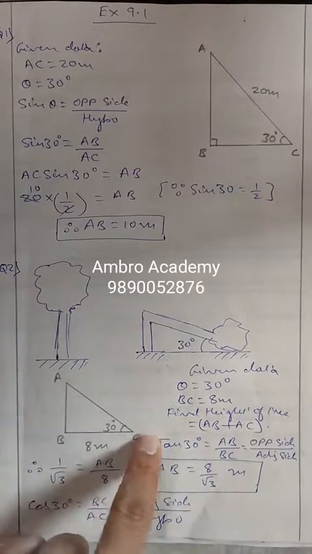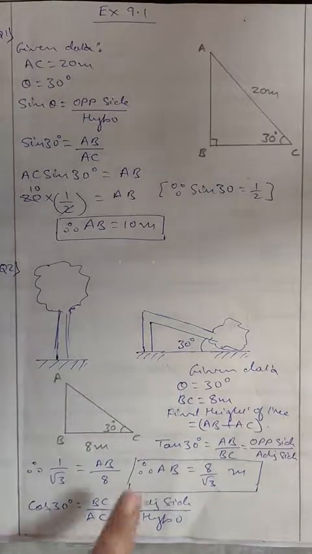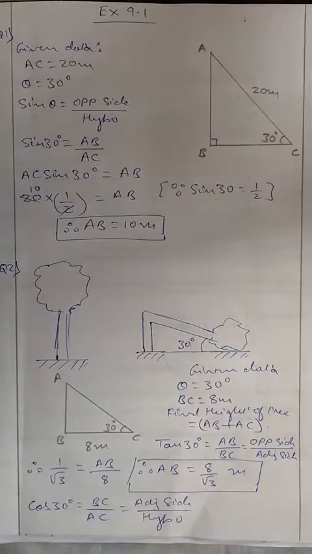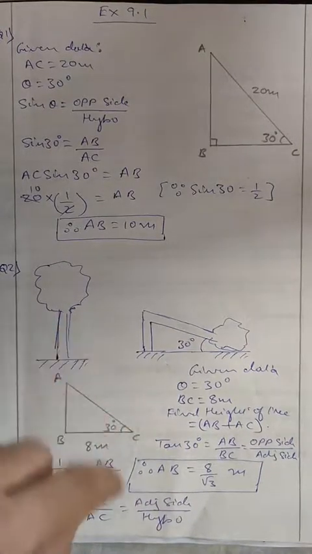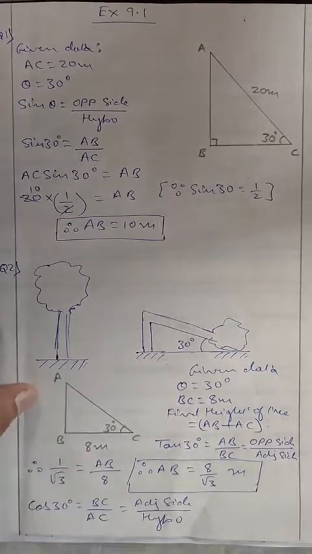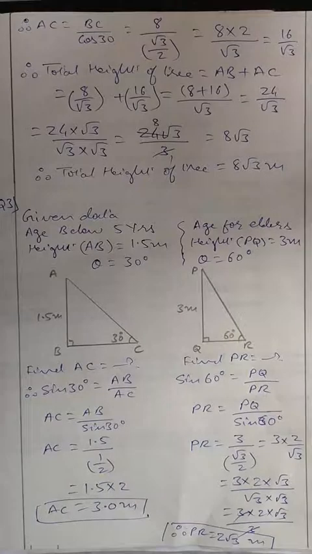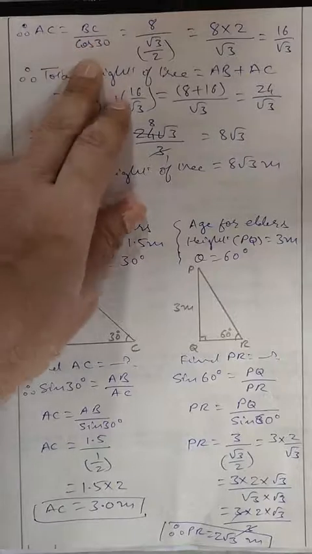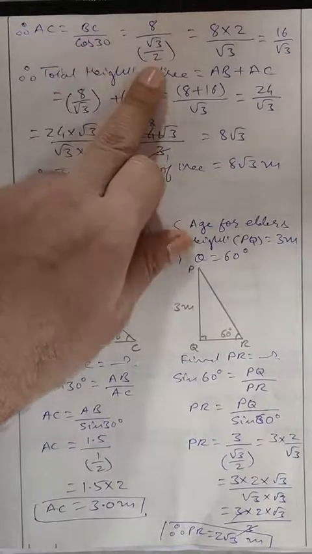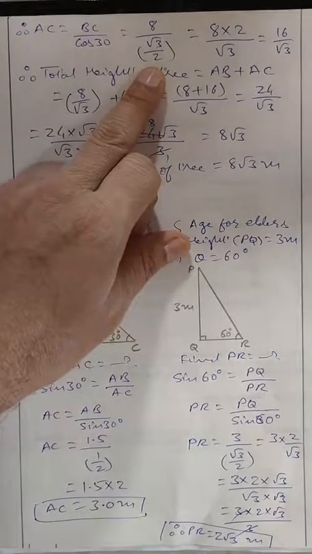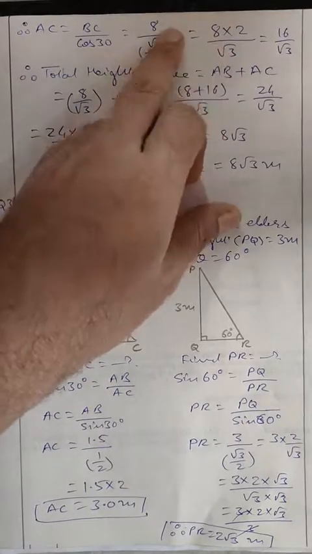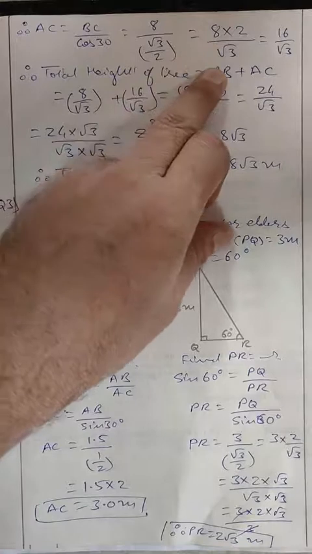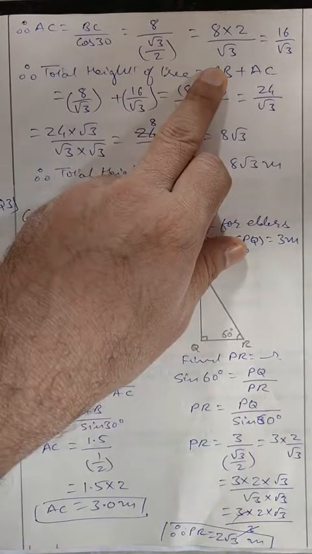Now we need to find this AC. So here we are going to use cos 30. Cos 30 is equal to BC upon AC, BC adjacent side upon AC hypotenuse. Now AC will become BC upon cos 30, 8 upon root 3 upon 2. The 2 will go in the numerator. 8 into 2 upon root 3, that means 16 upon root 3 will be the answer.